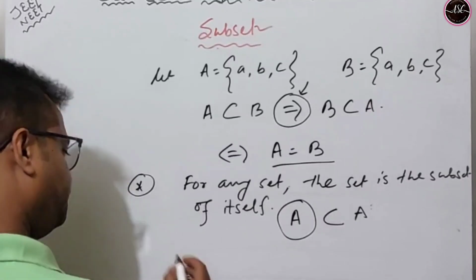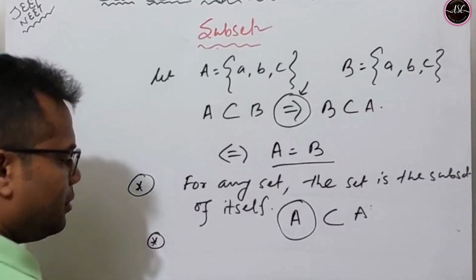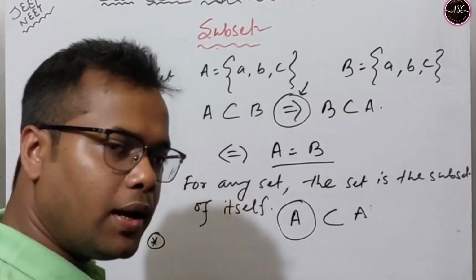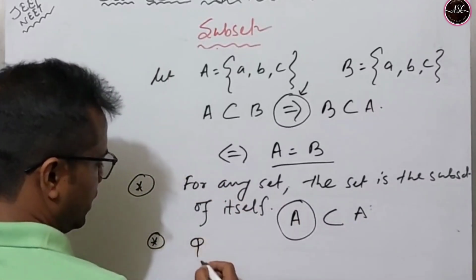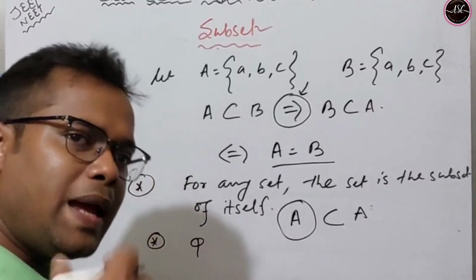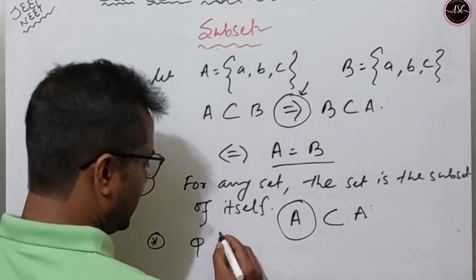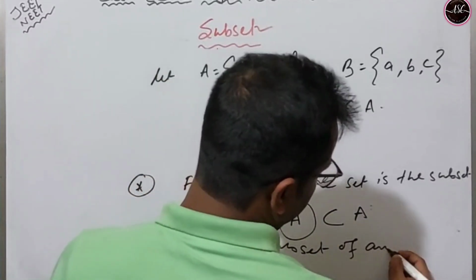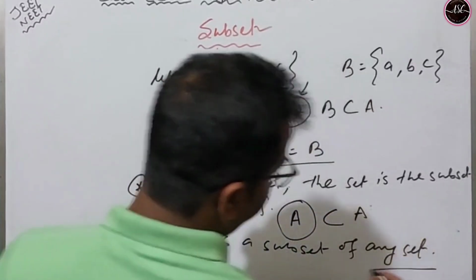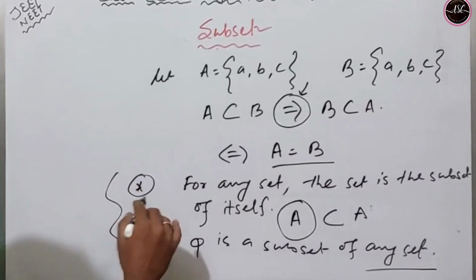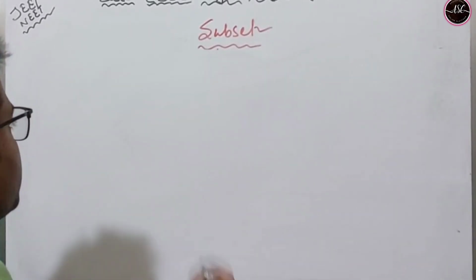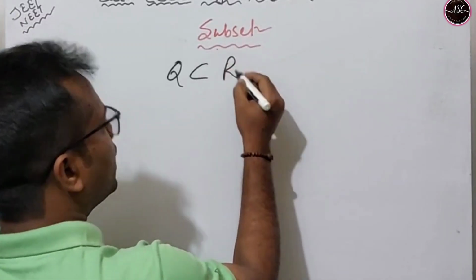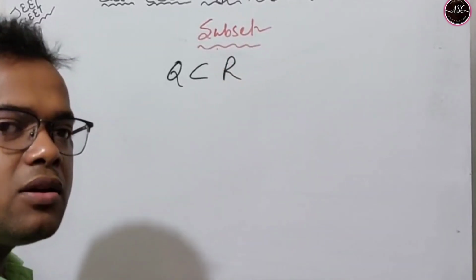Then we have learned in the previous session the null set, that is phi. Phi is a subset of any set. These points are most important. Other examples: Q, the set of rational numbers, is a subset of R. R stands for the set of real numbers.